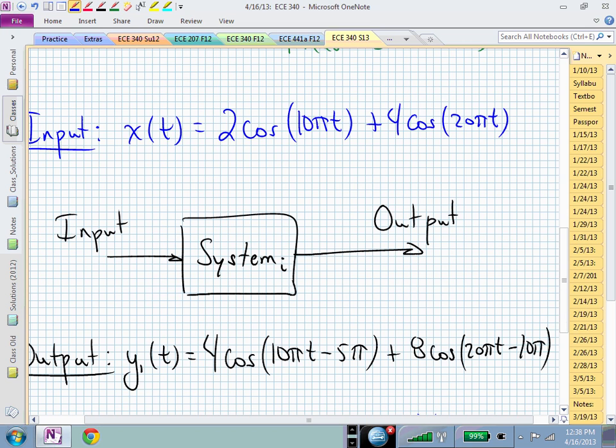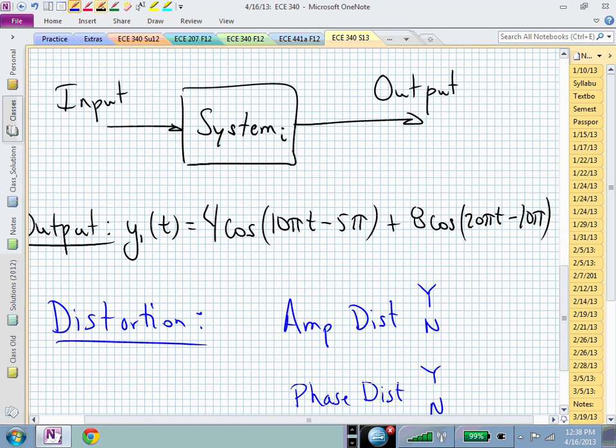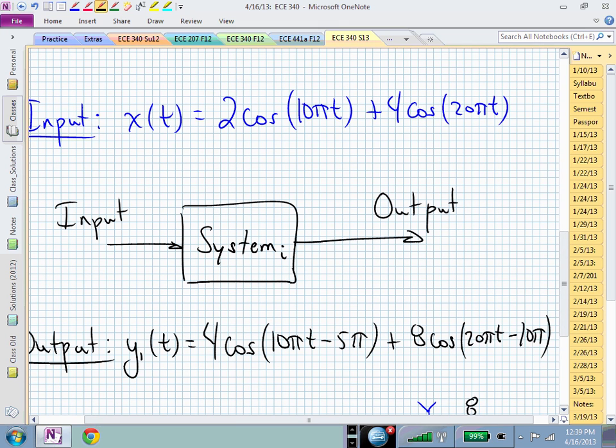How many people, by a show of hands, think that this is experiencing amplitude distortion? 1, 2, 3, 4, 5, 6, 7, 8. I'm not going to say anything. I can't give you the answer. So 8 said yes. How many say no? 1, 2, 3, 4, 5, 6, 7, 8, 9, 10, 11, 12.